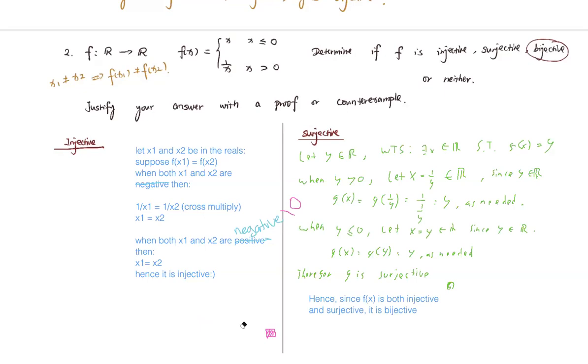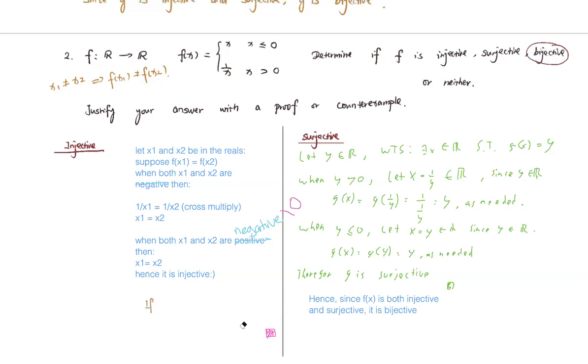So, if we go a bit lower. If x1 and x2 have different signs, then f of x1 and f of x2 have different signs as well. Okay, here you want to explain. I'm gonna write here, explain why they have different signs.